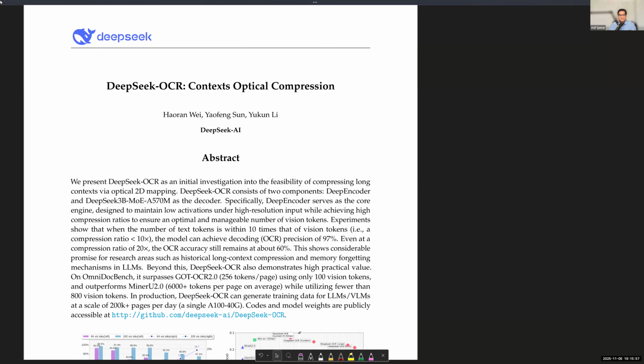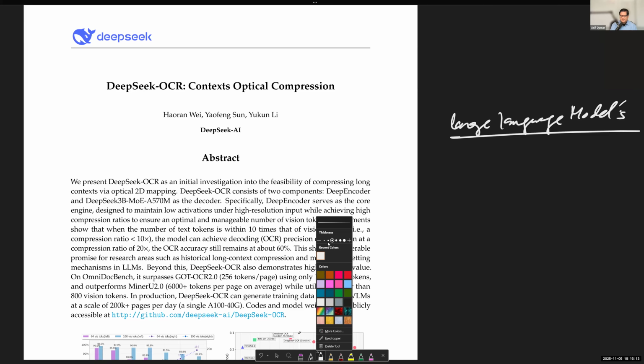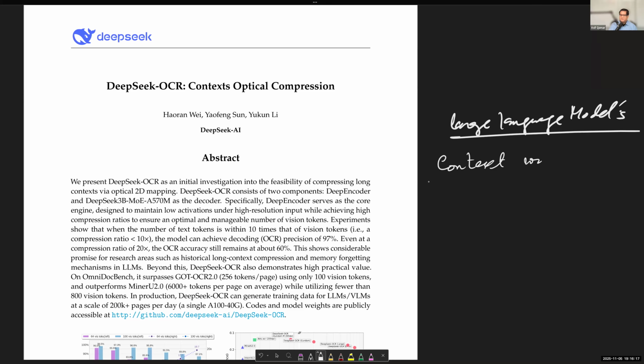Now, the core problem that this paper is actually trying to solve is not OCR, but a large language model problem. The main problem is the context window limitation. It puts an upper bound on how much information you can put into an LLM, into the input.